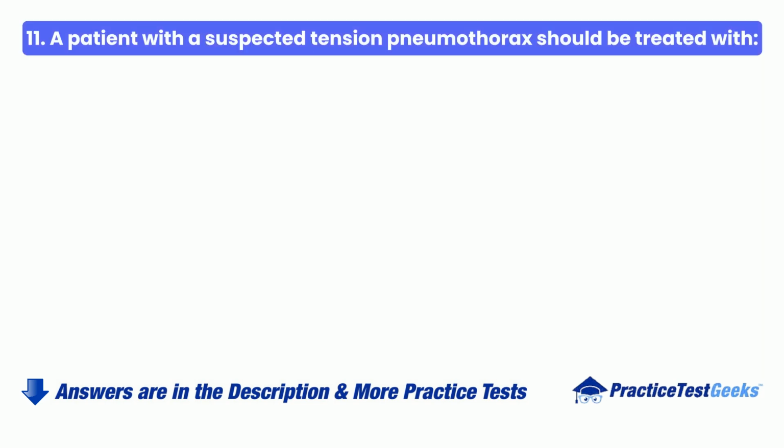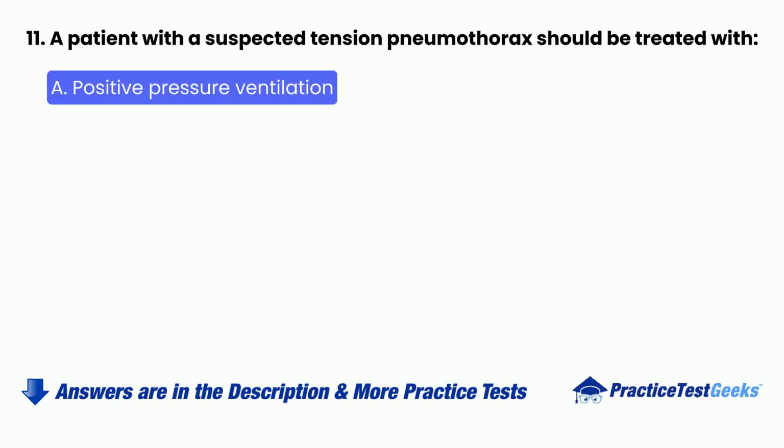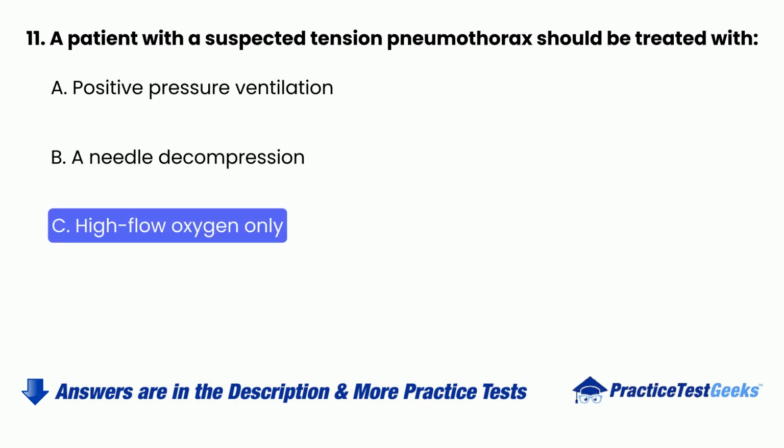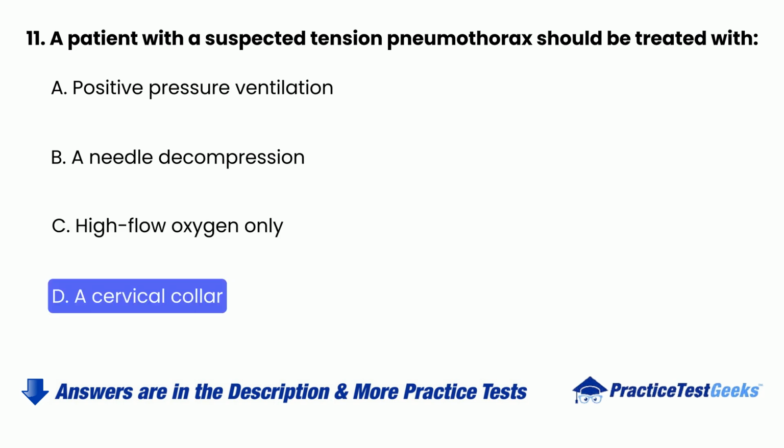11. A patient with a suspected tension pneumothorax should be treated with A. Positive pressure ventilation. B. A needle decompression. C. High-flow oxygen only. D. A cervical collar.